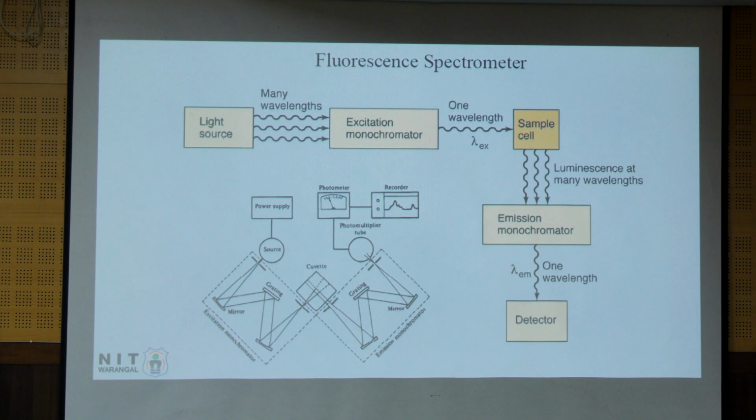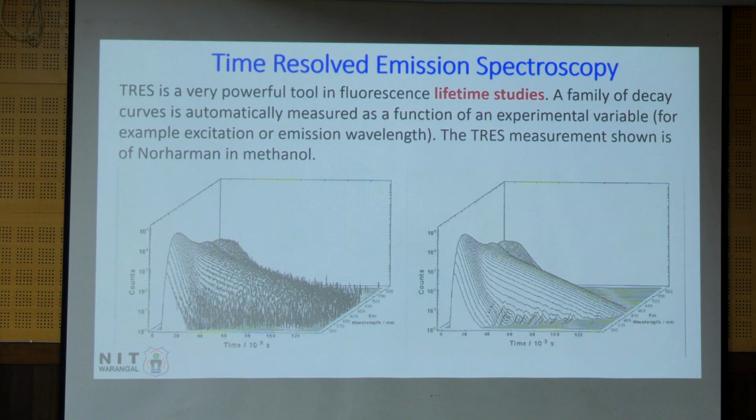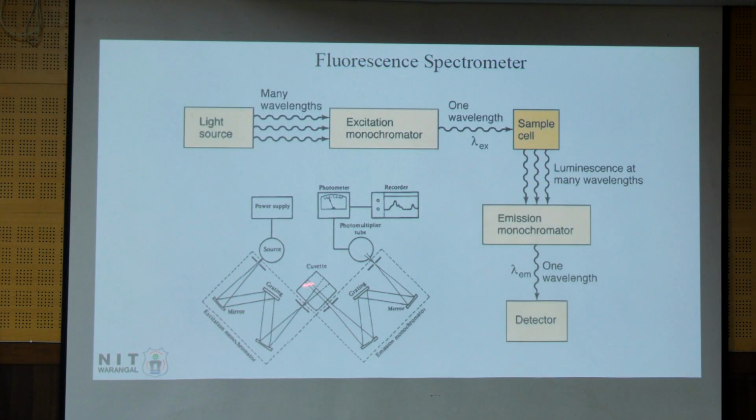In a fluorescence spectrometer, you have many things like a light source and a monochromator where the grating or prism will be there, which will select one wavelength which will fall on the sample cell, and that will be measured. Sometimes you can use gratings instead of prism. Gratings also you can have and measure it.